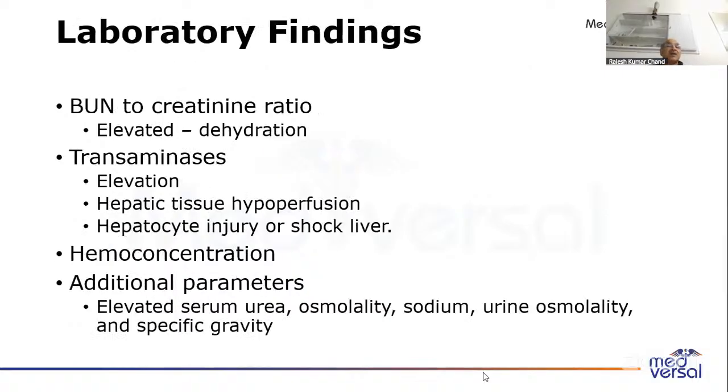Laboratory findings: in dehydration, the blood urea nitrogen to creatinine ratio is elevated. There may be elevation of transaminases because of hepatic tissue hypoperfusion and hepatocyte injury. We may find hemoconcentration, and additional parameters that may be elevated are serum urea, osmolarity, sodium, urine osmolarity, and specific gravity.